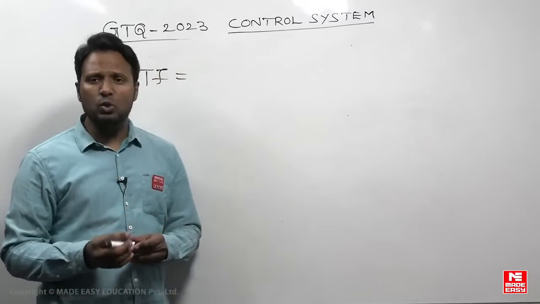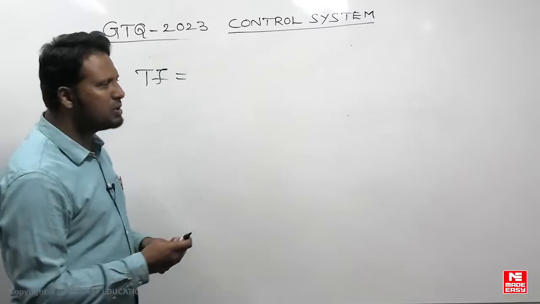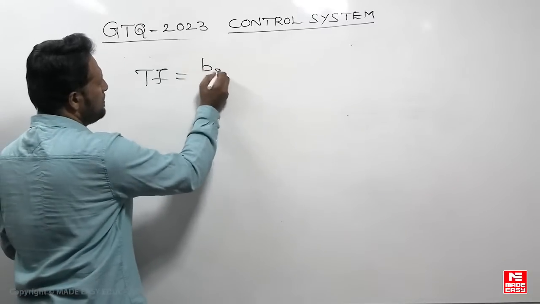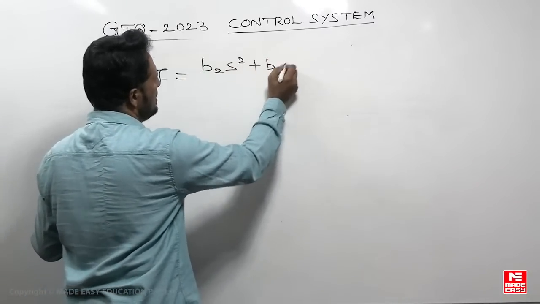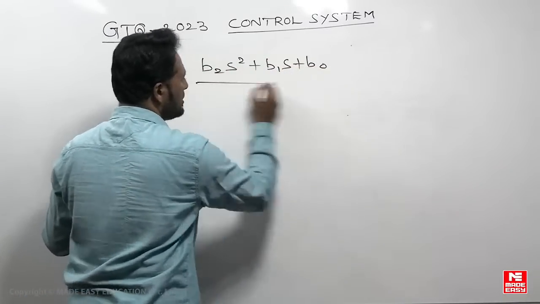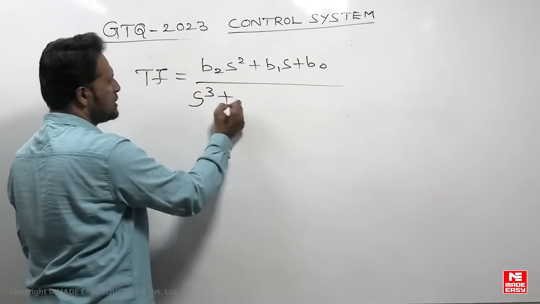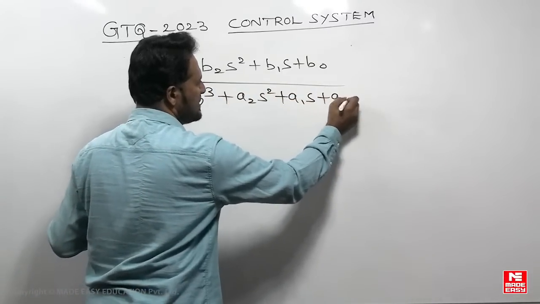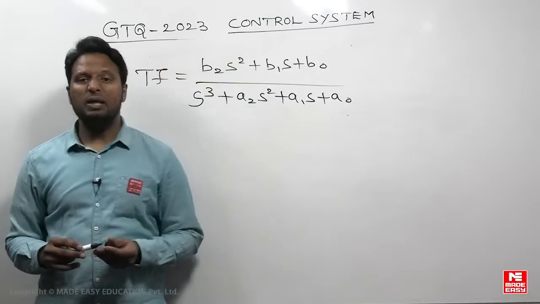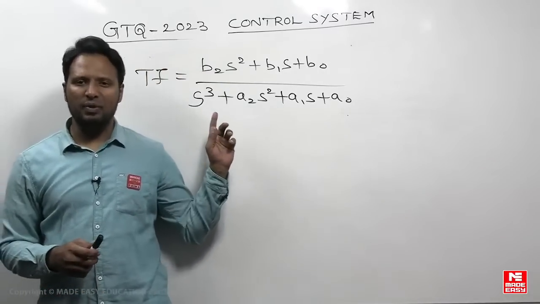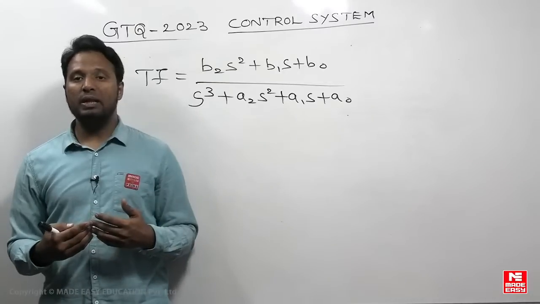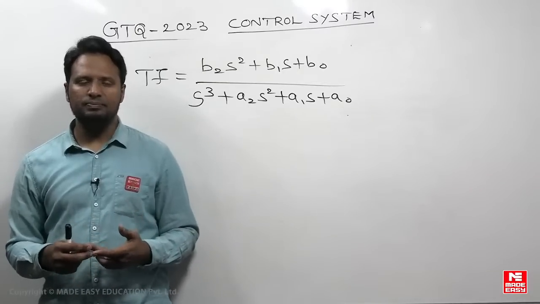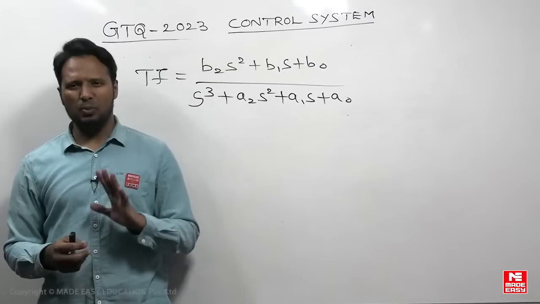Isliye pareshani hai. We usually don't discuss this because of the limitation. Let me discuss even that. B2 s square plus B1 s plus B0 upon s cube plus A2 s square plus A1 s plus A0. Let us say that this is the closed loop transfer function of a system, and we want to find the steady state error of the system for step input, ramp input, parabolic input.